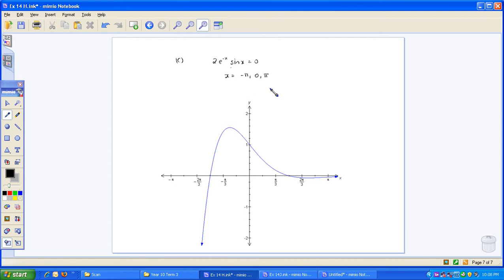Second derivative equals 0 gives us our inflection points, and then we use that to draw our graph of our curve. So see, there's the turning point at minus pi on 4, and the turning point at 3 pi on 4.